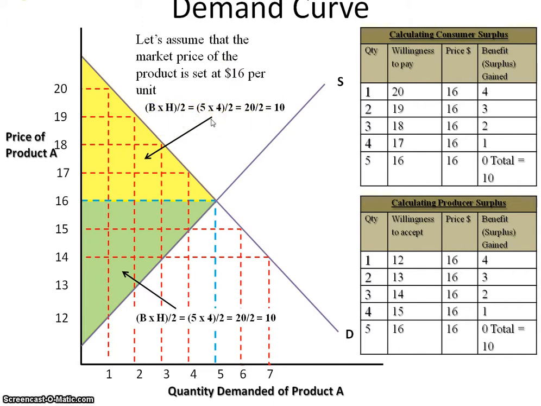Remember, calculating consumer surplus is simply the area of the triangle. It's going to be base times height divided by 2. The base is the equilibrium quantity, and the height is the difference between the maximum price that the consumer is willing to pay and the actual price which they pay, which is the equilibrium price. So it's going to be 20 minus 16, which gives you a value of 4 in this particular case.